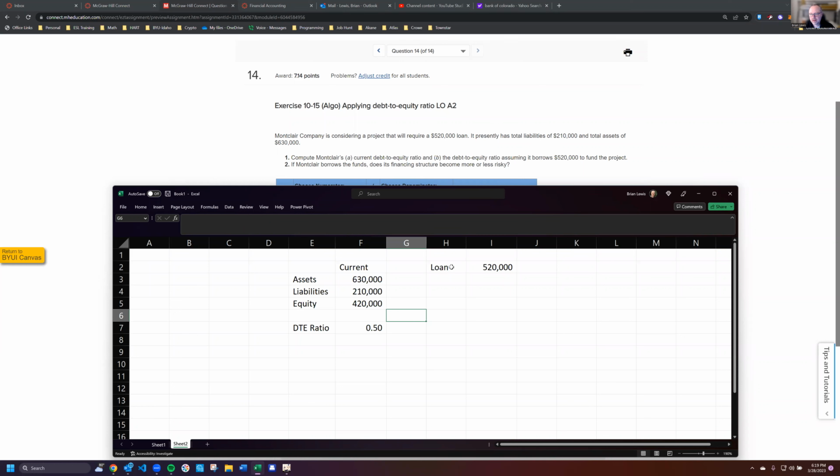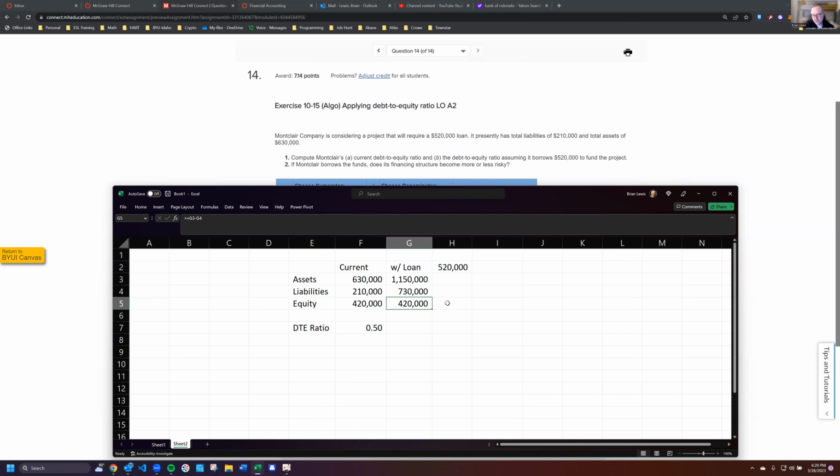Now, you may be wondering, what happens when I add this loan in here? So with loan, we're going to add 520. Now we have to add 520 to both sides of the equation, because if you get a loan, you're theoretically going to get an asset, which is cash. That's my assumption. There are other ways of doing this, but we'll assume cash for the loan. So we take the 630 plus the 520, and the 210 plus the 520.